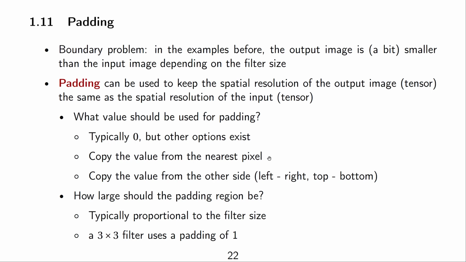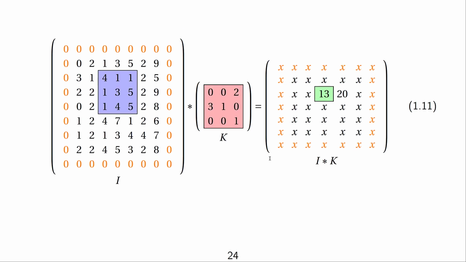Other ideas exist. For example, you could copy the value from the nearest pixel. Let's go back to this example here. So copying the value from the nearest pixel, if you wanted to know what is the value here, this would be a 2, because 2 is the nearest value here. How about the corner? To fill in this corner value here, we would copy this 8 over here. So actually you notice that this 8 would be copied here, it would be copied over here, and it would be copied over here if we use this nearest neighbor padding idea.